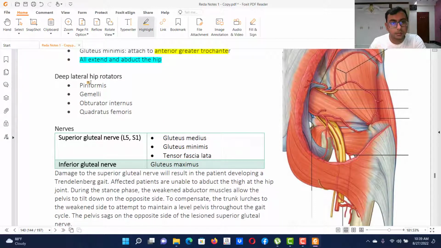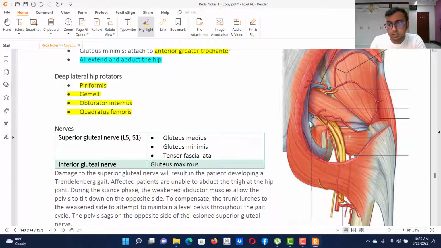Now the deep lateral hip rotators. Hip rotators: we already know that the hip joint is a ball and socket type of synovial joint, so it has circumduction type of movements. So the hip joint needs to be laterally rotated by some muscles, that is piriformis, gemelli superior and inferior, obturator externus and internus. Piriformis is a very small muscle which divides the superior and inferior gluteal foramen, and the others are obturator internus and quadratus femoris.